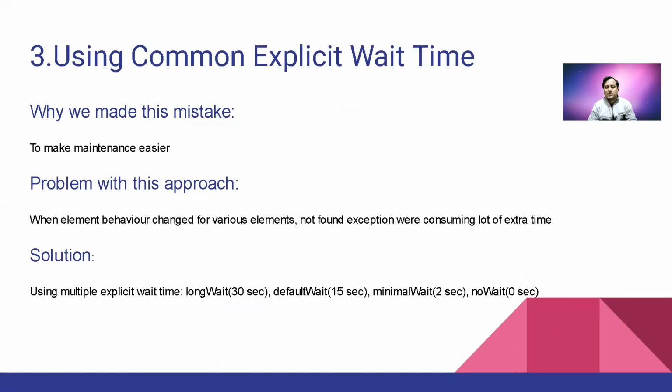Third mistake we were making was using a common explicit wait time. So we had a default wait time for every element. The approach was to make our maintenance easier because if we have a common default wait, we don't have to provide a wait parameter in our page methods. But the problem with that was that different behavior had different types of waits, so we kept increasing the wait based on whether some elements take more time. And finally, we found a way to fix that problem by using a different kind of explicit wait as an extra argument in page methods.